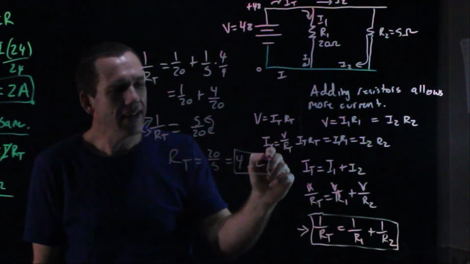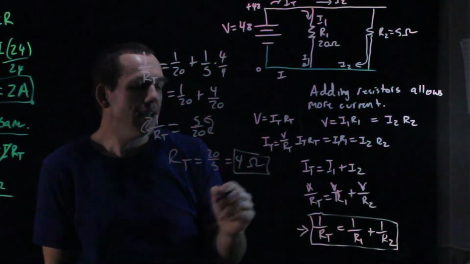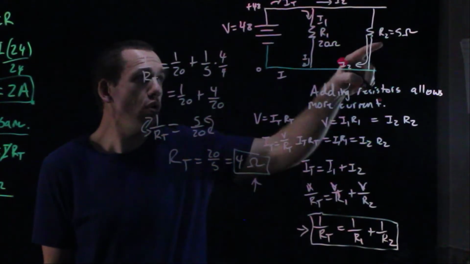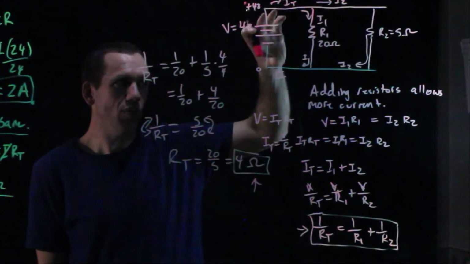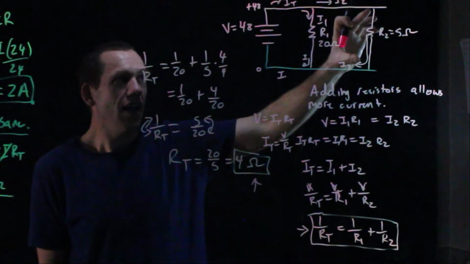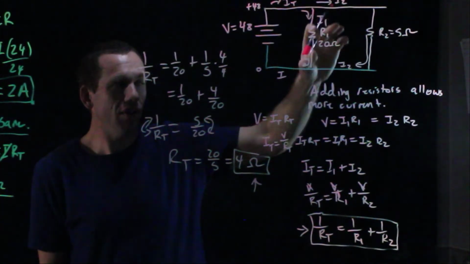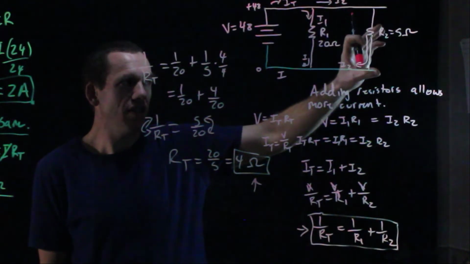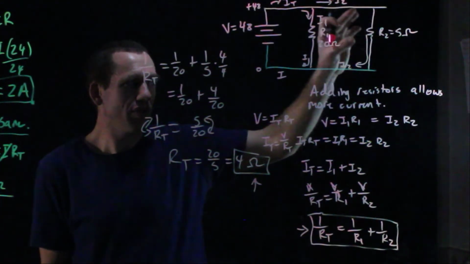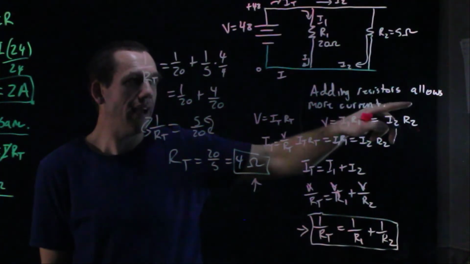Now, that's kind of neat, because what that tells me is the total resistance of this whole circuit is less than any of the individual resistances. And that's because there's multiple paths. So not all of the current has to go here. Not all of the current has to go here. And so the total resistance is less than the smallest resistance. Adding resistors allows more current.